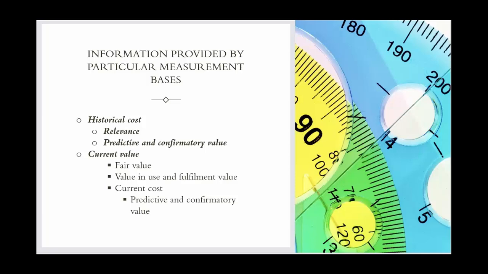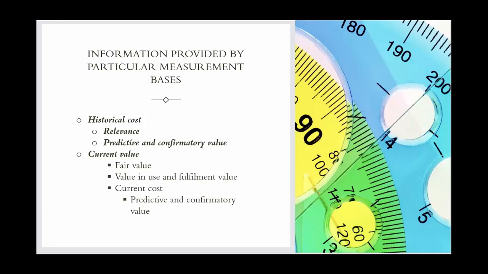Example, value in use. A company holds a patent expected to generate $60,000 in future cash flows. The value in use of the patent is $60,000, giving a realistic estimate of its economic benefit to the company. Example, fulfillment value. If a company expects to pay $70,000 to settle a legal liability, the fulfillment value of the liability is $70,000, providing a clear estimate of the future cash outflow required.